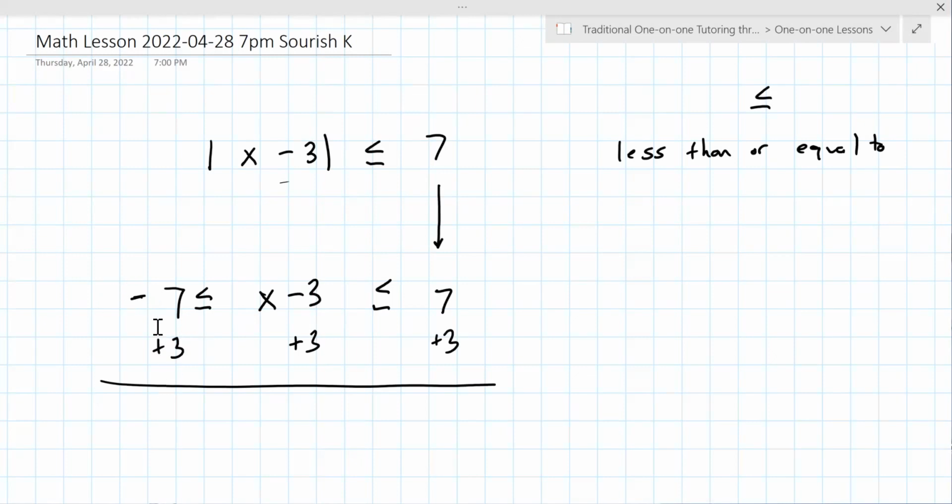So what is negative 7 plus 3? Negative 7 plus 3 is negative 4. So negative 4 less than or equal to x less than or equal to. What is 7 plus 3? That's 10. Perfect. Great. So now let's move on.